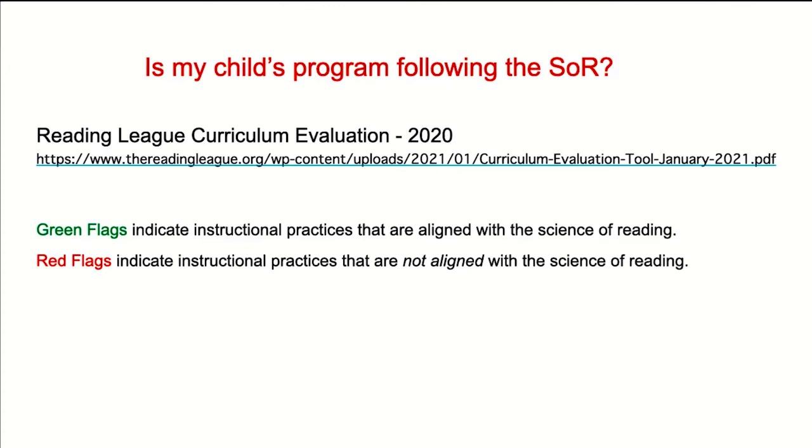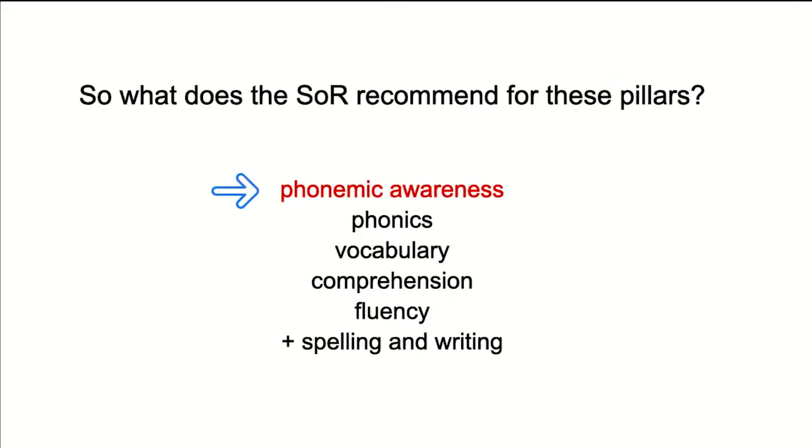Green flags, it's a nice chart, and the green flags will indicate instructional practices that are aligned with the science of reading, and red flags show you the parts that are not, the practices that are not aligned. So what does the science of reading recommend for these pillars? Now, today I'm going to only be able to talk about phonemic awareness. Due to our time limit, we'll start at least applying information to that pillar.